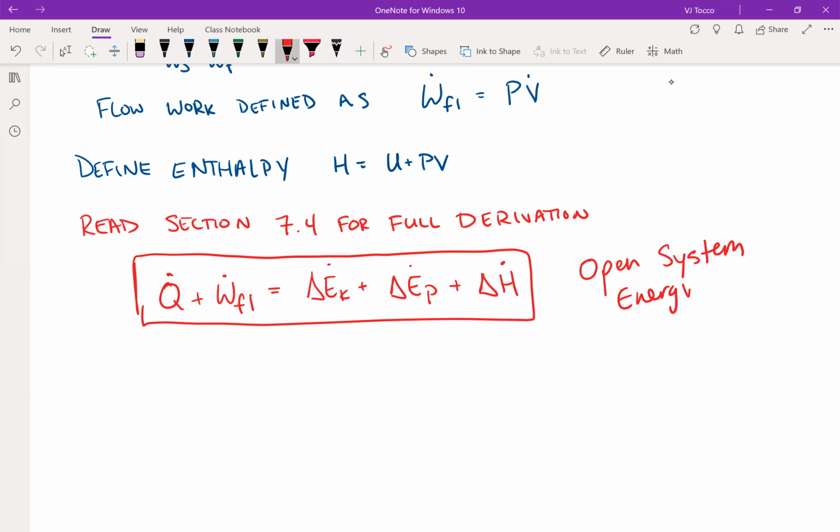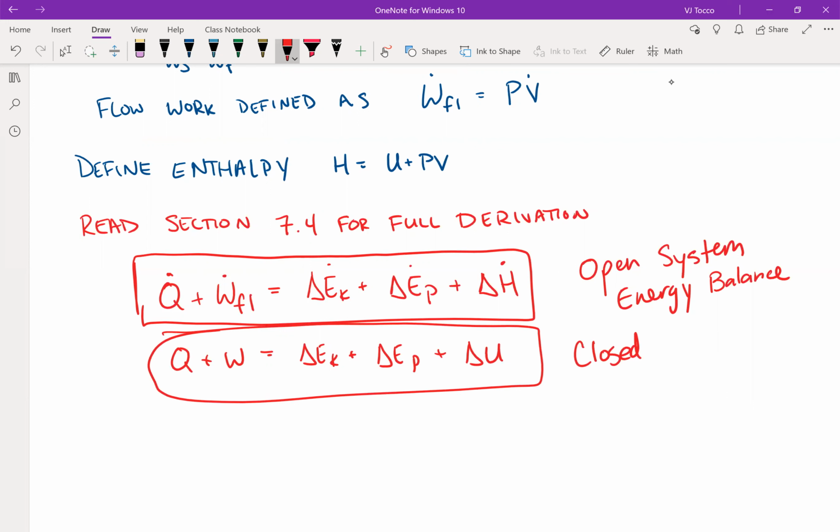Just highlighting a couple differences between the closed system energy balance. I guess I'll write that one right below just for clarity purposes. Q plus W is equal to delta EK plus delta EP plus delta U.